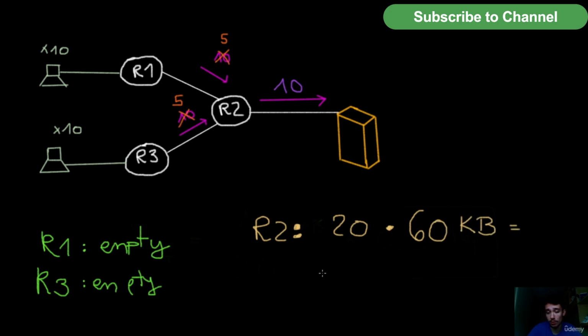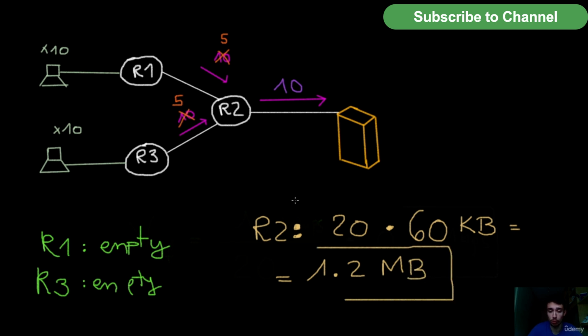So this gives us a value around 1.2 megabytes. Okay, this is the value or the occupation of the buffer of the router 2. Again, this happens because R2 is the bottleneck. We can receive in total 20 megabits per second, but we can only send 10. Therefore, its buffer will be filled with the TCP connection windows, right? Essentially 20 multiplied by 60 kilobytes.